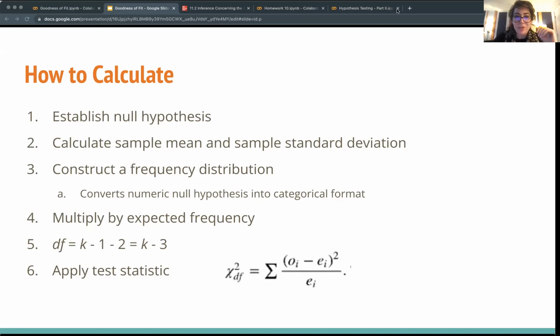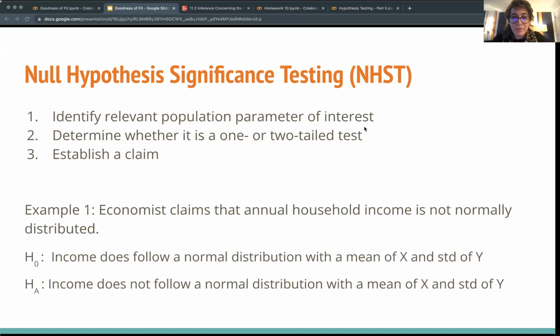Similarly, we establish our null and alternative. We would calculate these different inputs based off of whatever information we have available. So we might have a sample with data, and we would take the mean and standard deviation. Based off of that, we can convert the frequency distribution into a category, and we would multiply by the expected frequency. And in this case, for degrees of freedom, I think we take the number of groups we have.